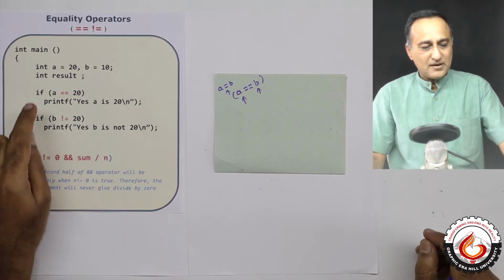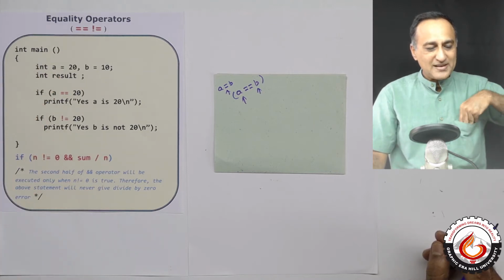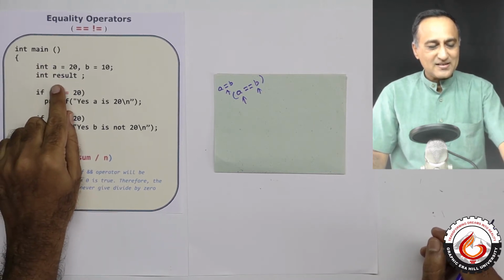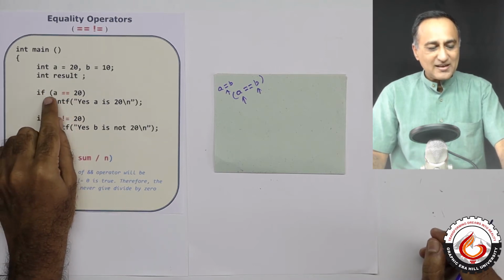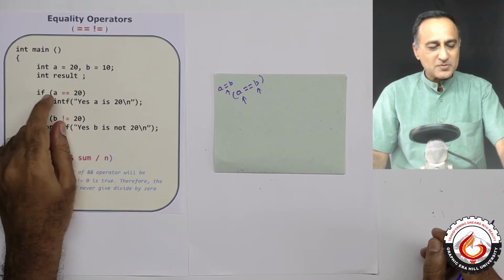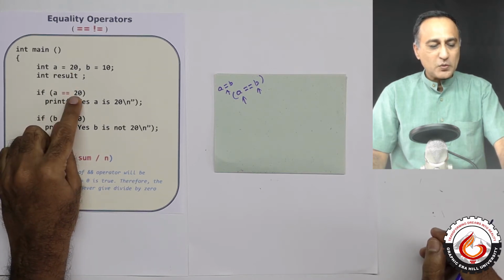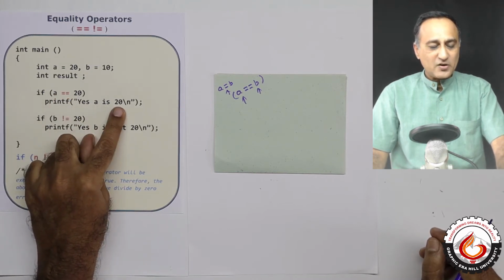Now, let's take a look at this code again. A is 20, B is 10, and result is a third variable. What I am doing here is checking if A is equal to 20. Definitely this is going to be replaced by 20. 20 is equal to 20, the result is going to be true or a non-zero value. Then it's going to print the message, yes, A is 20.